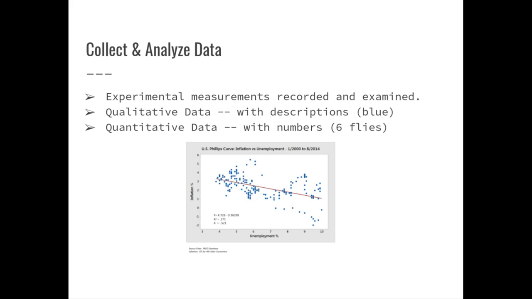The qualitative data is usually in a description form. It's like blue or heavy, light, whatever type of description that you want to use. Bitter, sour, any of these types of descriptions. Now, quantitative data is just numbers. Oh, there are 6 flies. It was traveling at 30 miles per hour. Whatever you have, it is some sort of number.